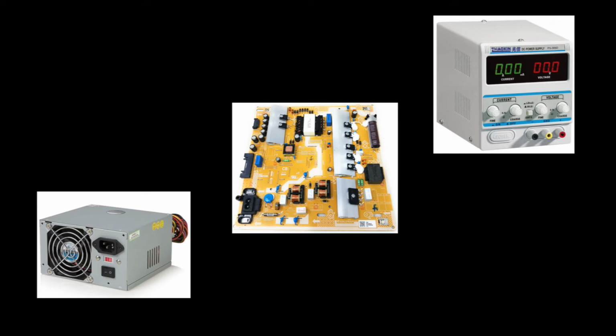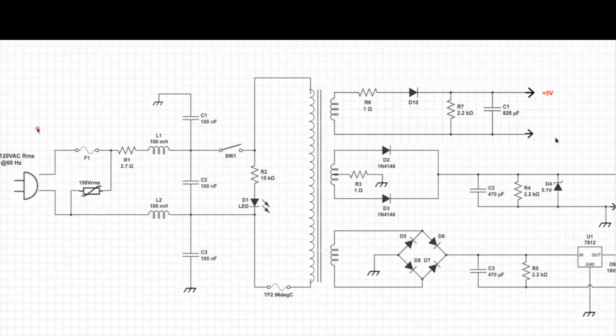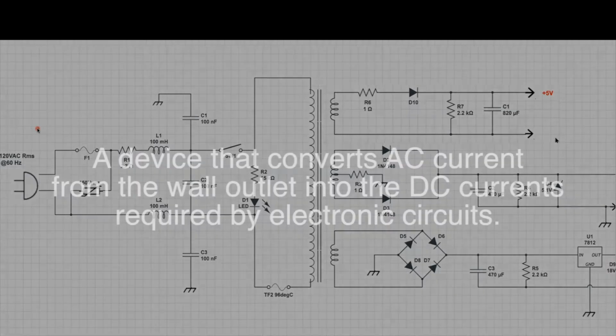Okay, so Jeremy says taking AC and putting DC in the circuit. Well, that's a correct answer. Let's do a pretty broad definition of a power supply. It's a device that supplies the required voltages for our electronic device.